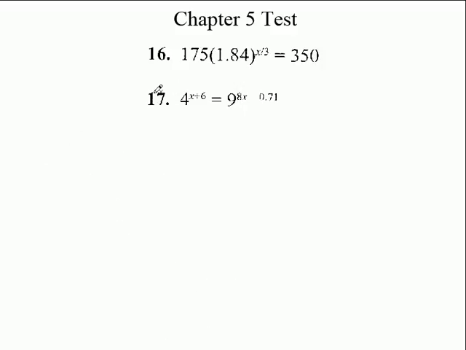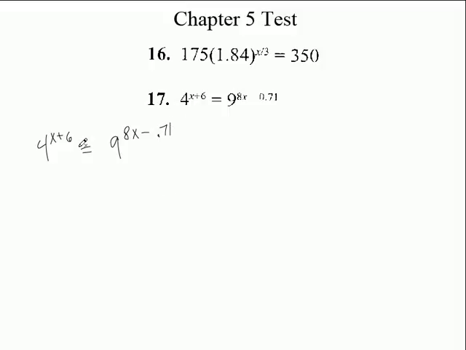Alright, let's do 17. I got rid of 16, I need the room for this one. This one didn't copy so well, I just scanned it from the test. So I'll just rewrite it. It's 9 to the 8x. There should be a minus there. It doesn't look like there is, but it's 0.71.